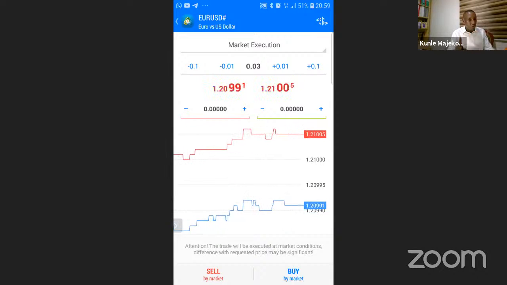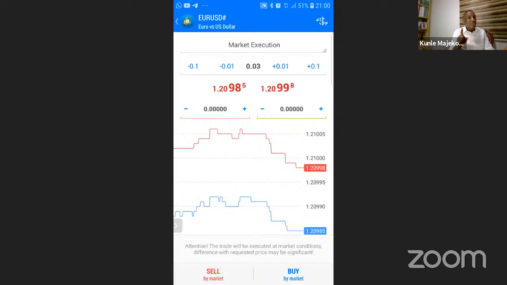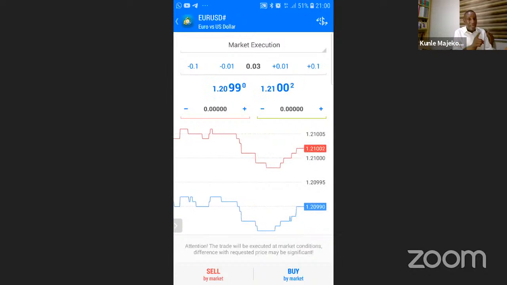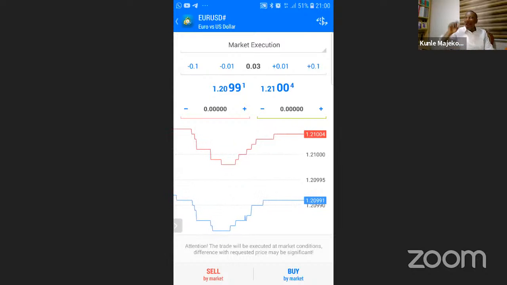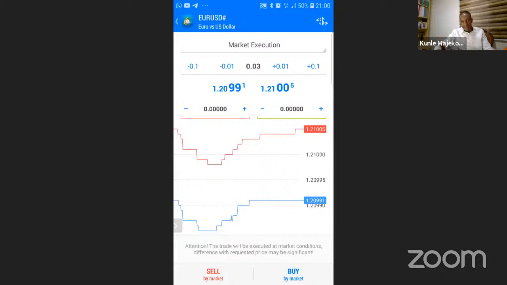Now, we have done number one. Number one is to decide on what to trade. Number two is to decide whether to buy or sell. We said we are going to sell. Number three is at what price. We have decided that we will trade at the current market price. Now, the next thing is you need to choose your lot size.